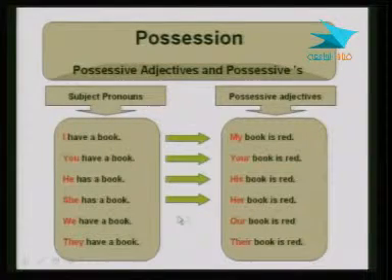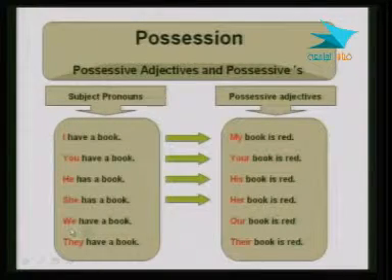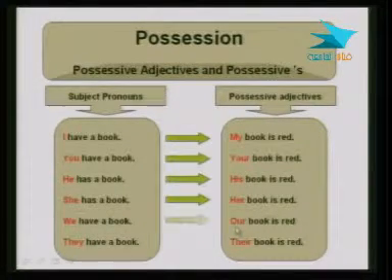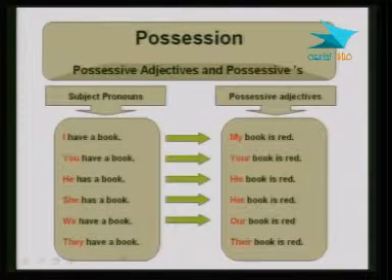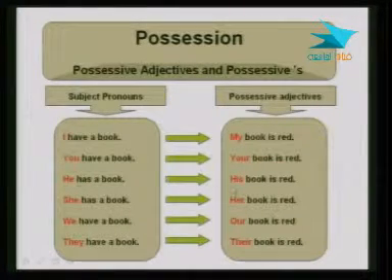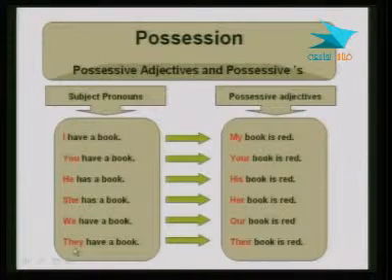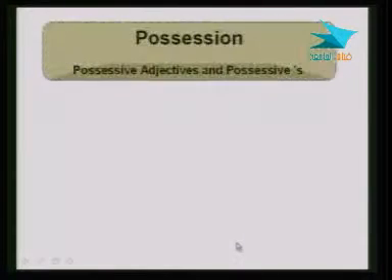And then she has a book, her book is red. We have a book, and our book is red. They have a book, their book is red. So I, and here we have my as the possessive adjective, you, your, he, his, she, her, we, our, they, their. Okay, let's move on.